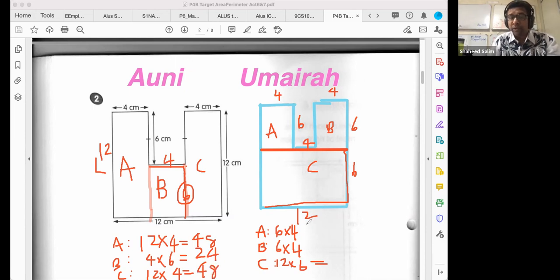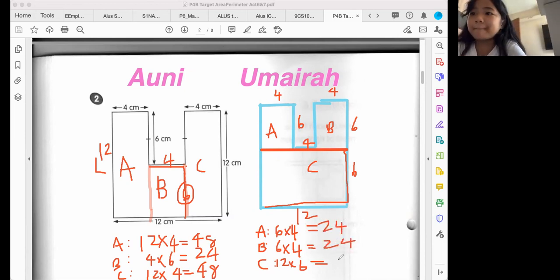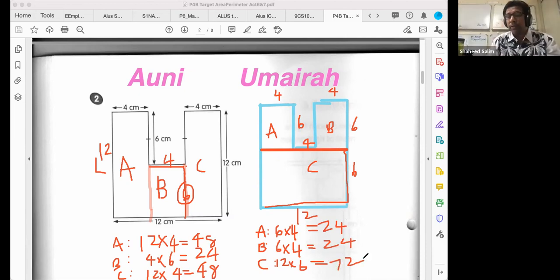We're going to check whether this is correct. Is the answer the same? It has to be the same. 6 times 4, 24. 6 times 4, 24. 12 times 6, 72. All right, here we go. Is it correct or not? I think it's 100 and how much? 24 plus 24 plus 72.